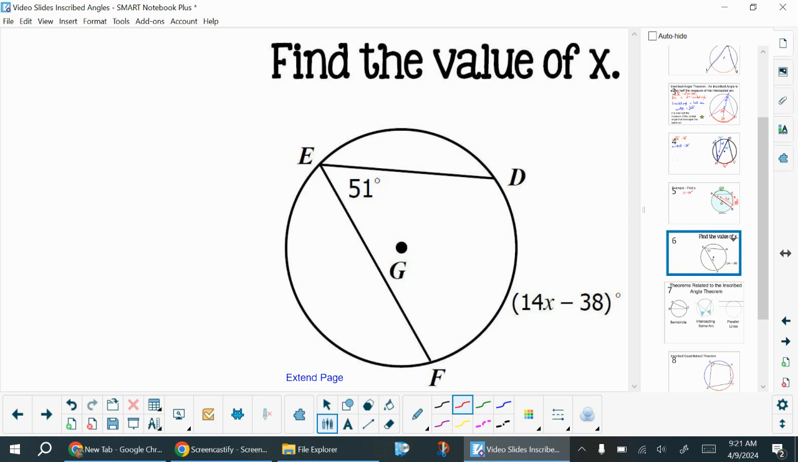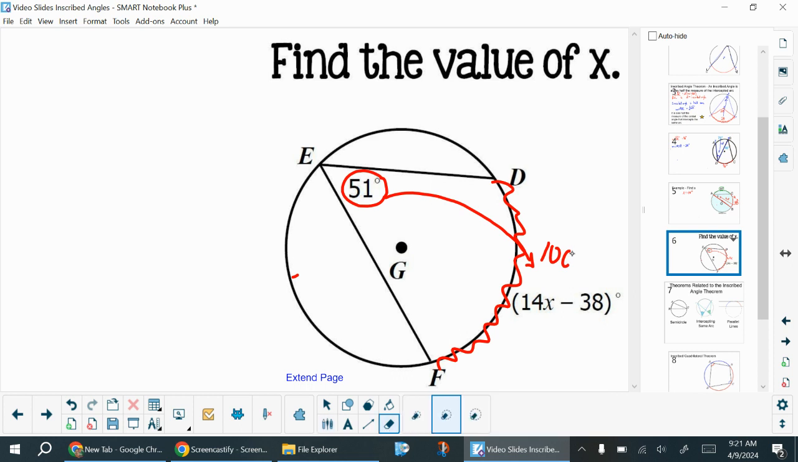And then we can do some algebra here. That'd be our other way. So these ones are a little bit harder to think about. With this one, we can talk about a few different ways. So if I know that this inscribed angle is 51 degrees, I know that this arc right here has to be twice that. So that means it's 102 degrees.